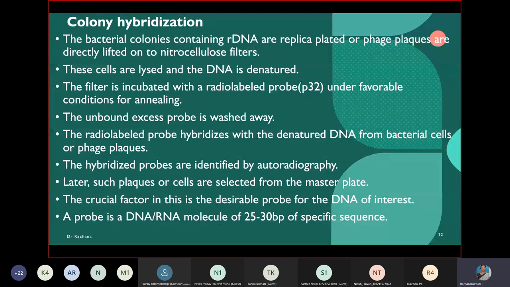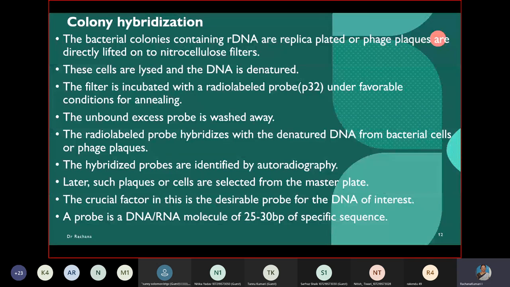Now, this small stretch of 30 base pairs of single-stranded DNA is tagged with a radioisotope, and this is what we call radio labeling. In this case, we will tag it with the P32 radioisotope, and I'll keep my probe ready. Now my culture is ready. I want to identify which of the phage plaques contain the target gene insert, and some plaques probably would not have the inserted DNA.